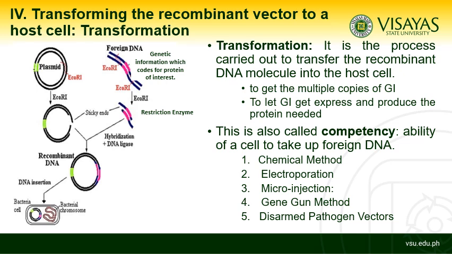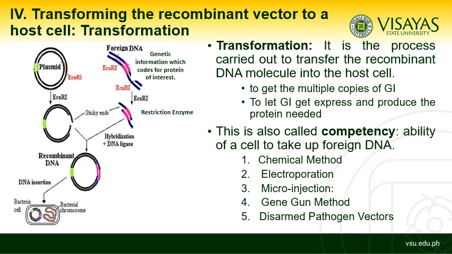So the host cells which have taken up the recombinant DNA are called the transformed cells, and the process is called transformation. Those bacterial cells or hosts that now contain the recombinant DNA are called the transformants, and we call this process a transformation process.